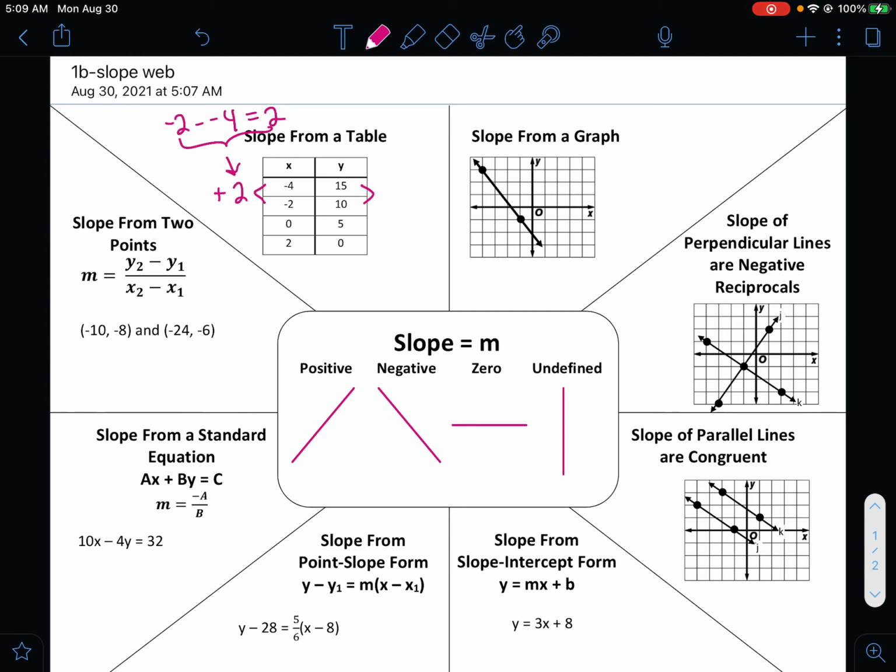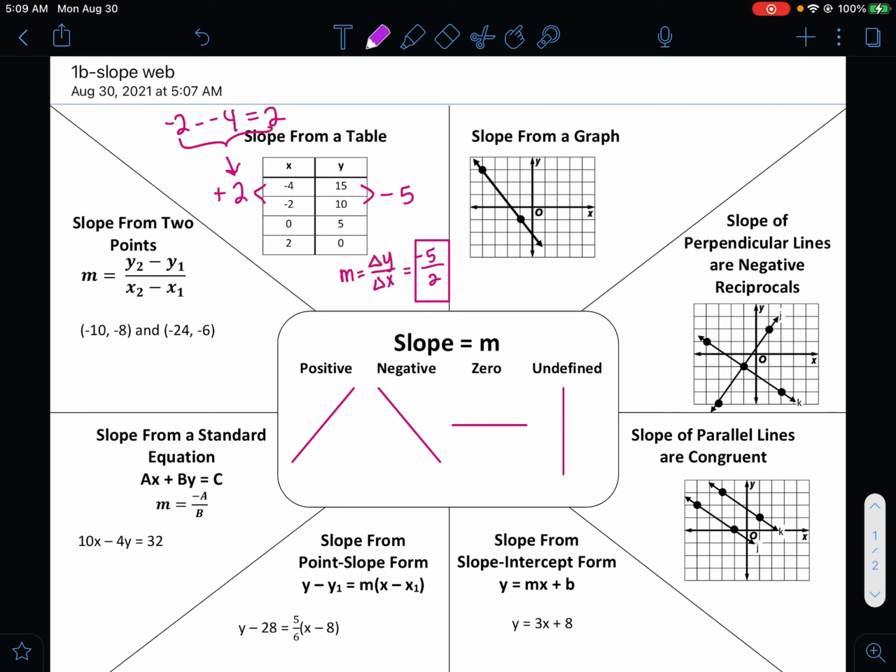And to get from 15 to 10, obviously that's going down, it's decreasing by 5. So the slope is going to be the difference in y divided by the difference in x. That's what the triangle stands for. And that would be -5/2. Okay, we'll just go clockwise around the web.